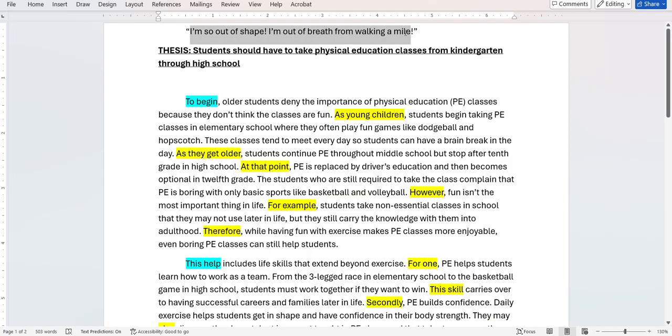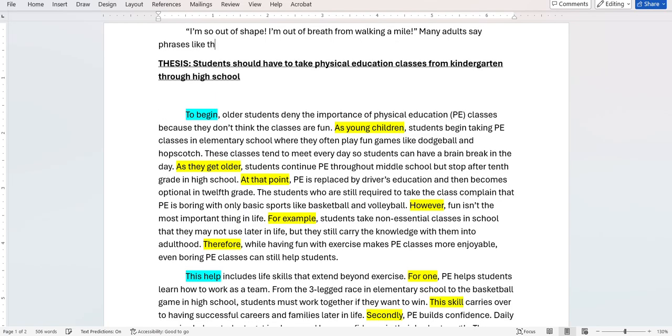And this is going straight into, my reader is expecting this to be an argument essay, and I'm talking about people, I have people talking here and complaining about exercising. That's going to get attention. That's going to get a hook. So then I start transitioning to my actual point. Many adults say phrases like this anytime they have to do physical labor, physical activities.